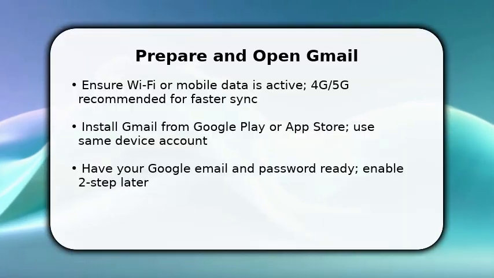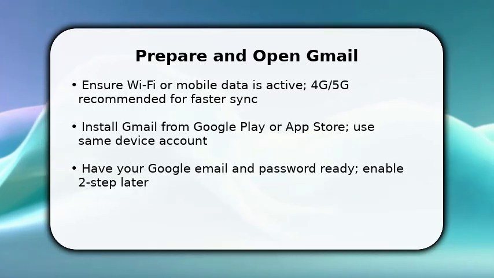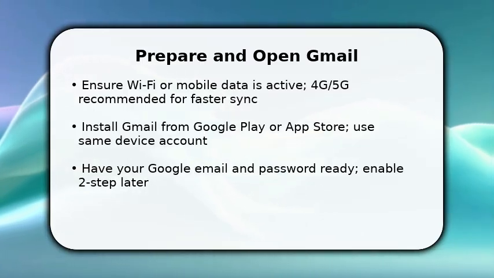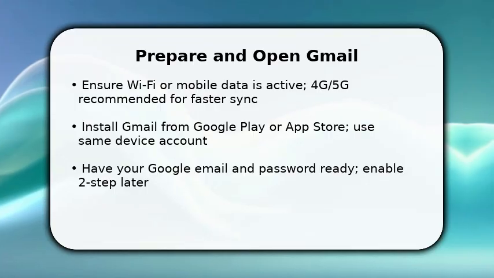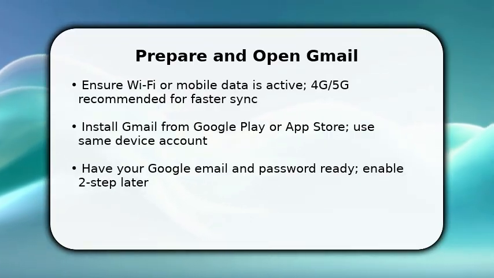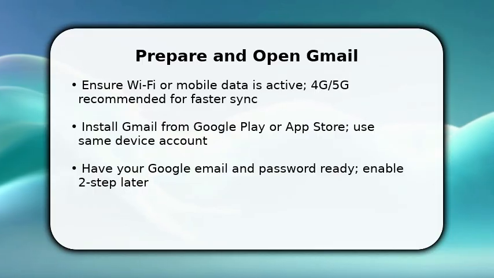You start by making sure your phone has internet and the Gmail app installed. This speeds initial sync and keeps attachments small. Once done, tap the Gmail icon to open it. If you see a prompt, choose Add Account and enter your Google email and password.